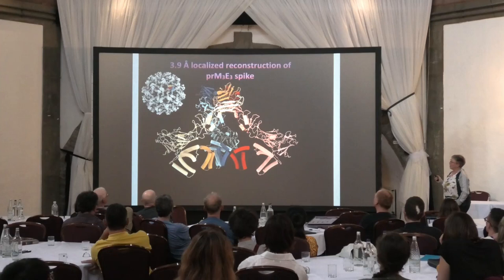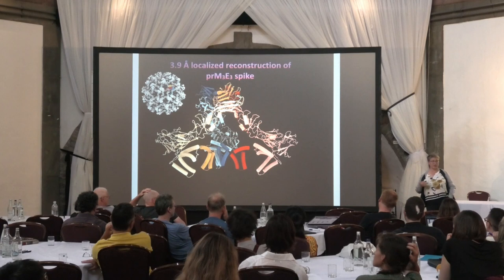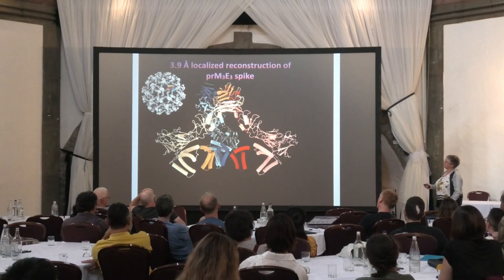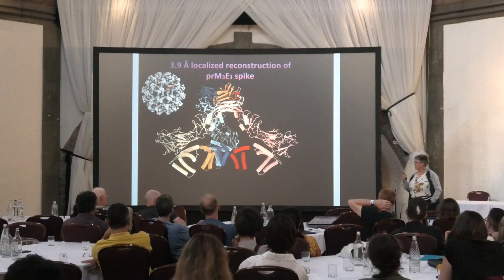Anyway, it turns out that by using this localized reconstruction, it is possible to really improve the signal that we get from the spike, and in fact manage to pull it down to just under 4 angstroms for 2 of the viruses. The high-first strain didn't work, but it did for these 2 others. And so this is now an atomic model of the BRM3E3 spike. It's a really touchy, feely name, which you'll probably remember.